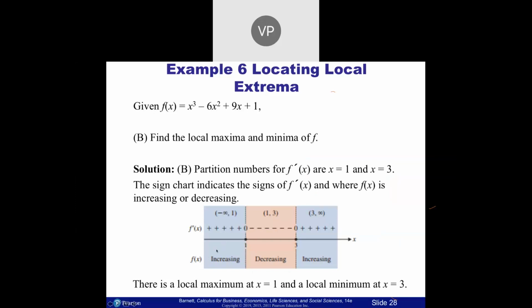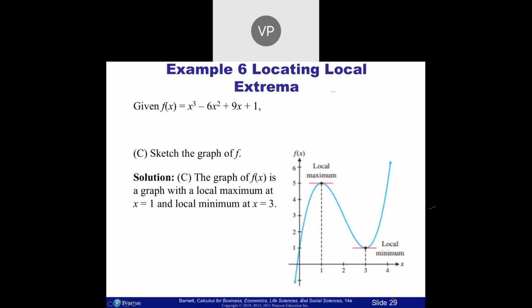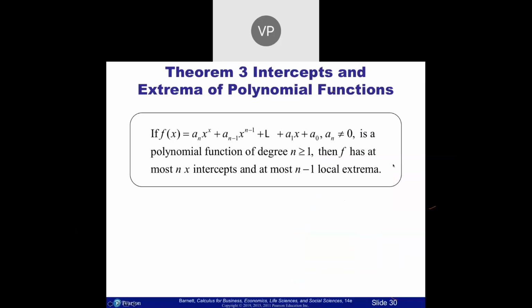Our graph needs to increase up to x is 1. It needs to decrease from 1 to 3 and increase after. And that's exactly what our picture does. Increase, decrease, increase. Okay? So now, a couple things. This is good general information.